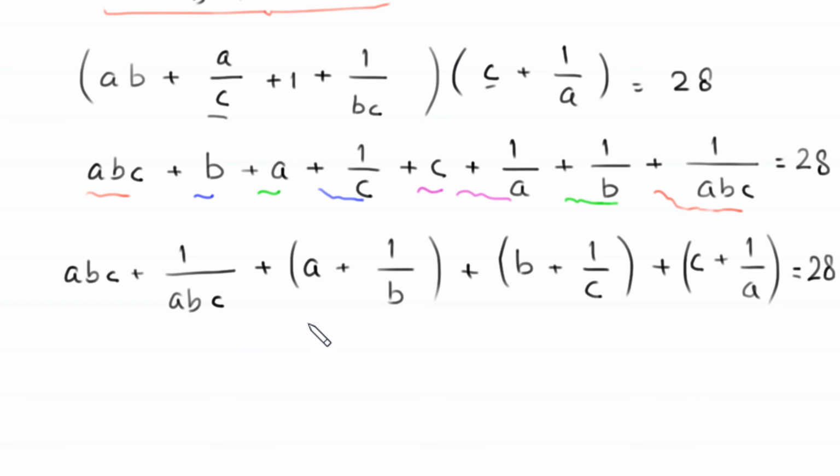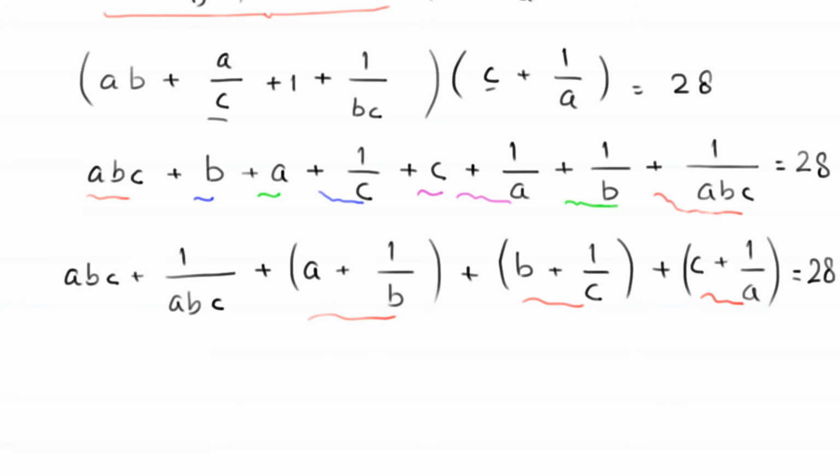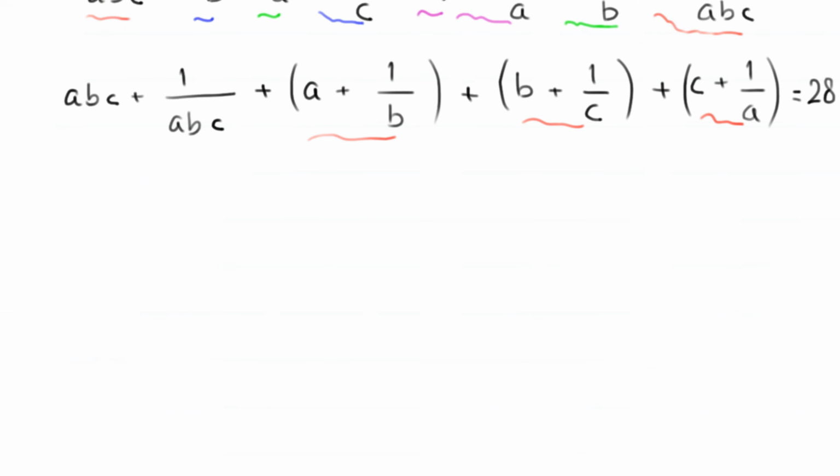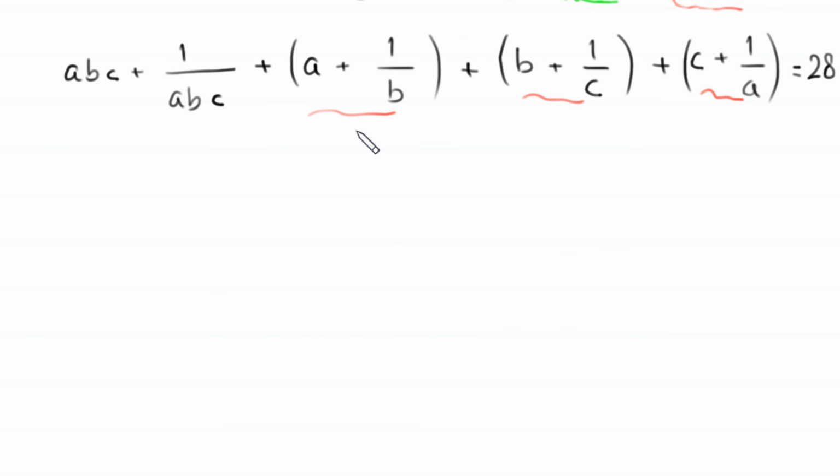Now we replace this a plus 1 over b and b plus 1 over c and c plus 1 over a with the values from the original equations. a plus 1 over b equal to 7, and b plus 1 over c equal to 4, and c plus 1 over a equal to 1.